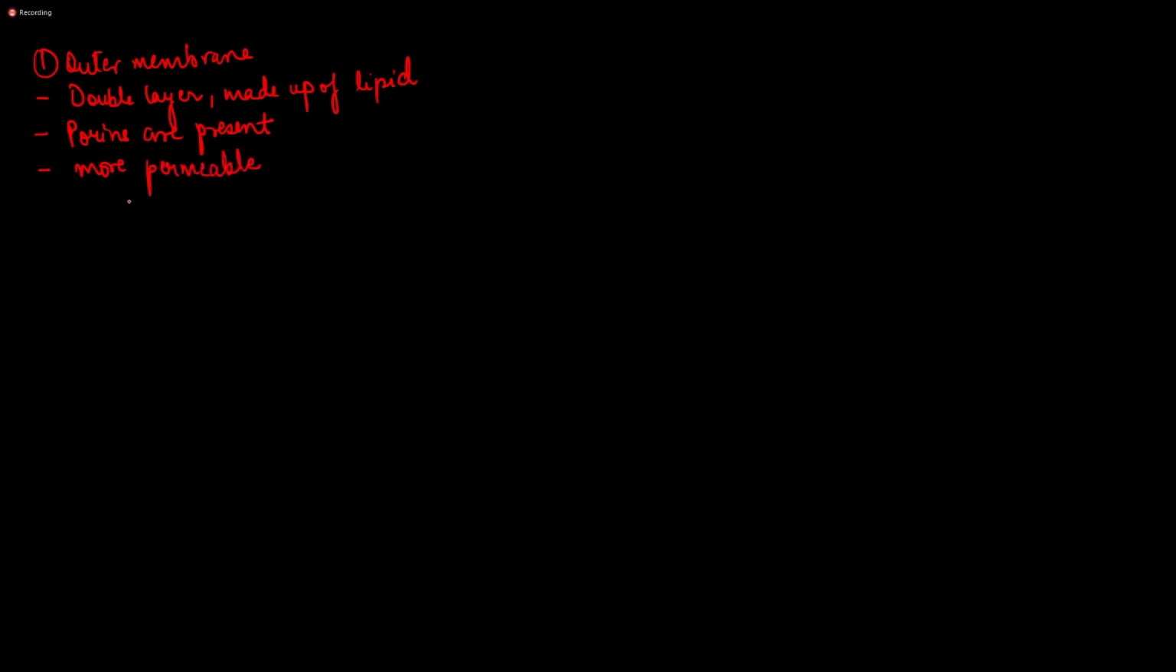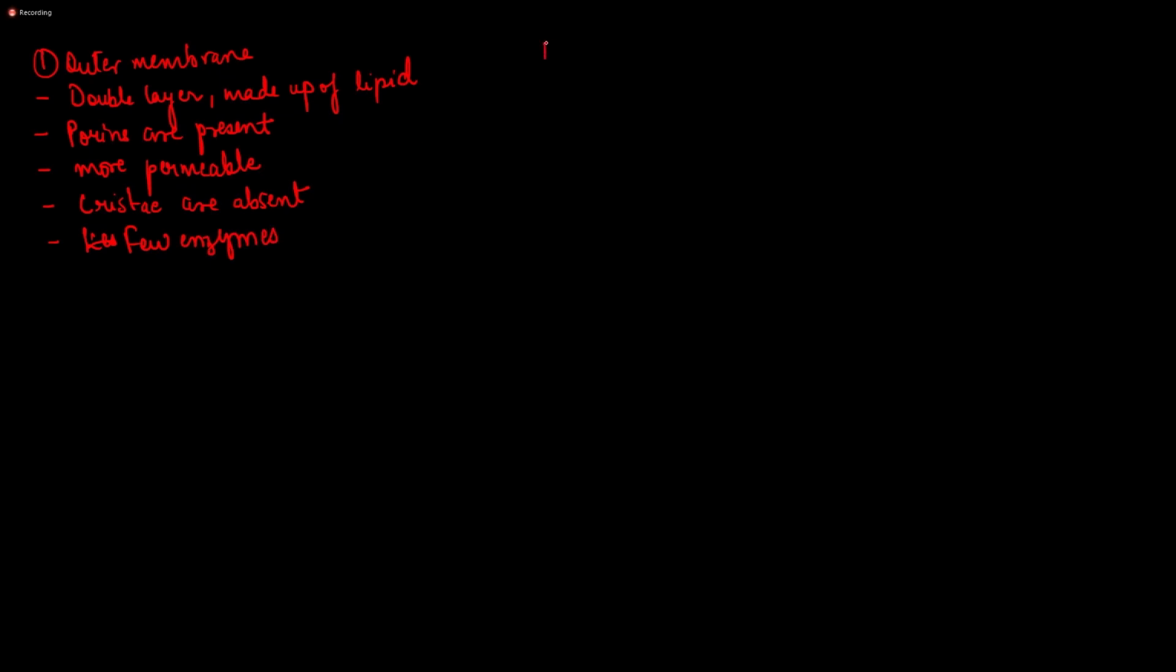Okay. Then there is no cristae on the outer membrane. So cristae are absent on the outer membrane, and there are also few enzymes. So there are less, or you can say there are few enzymes present on the outer membrane. So this is all about the outer membrane.